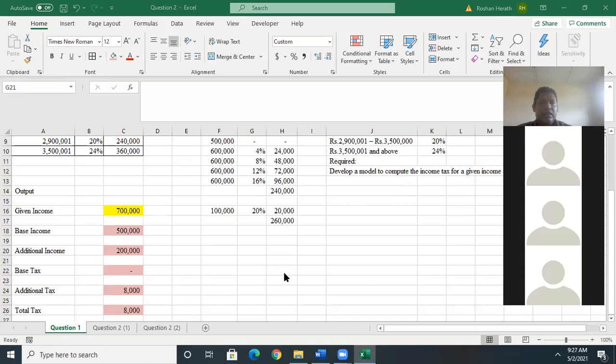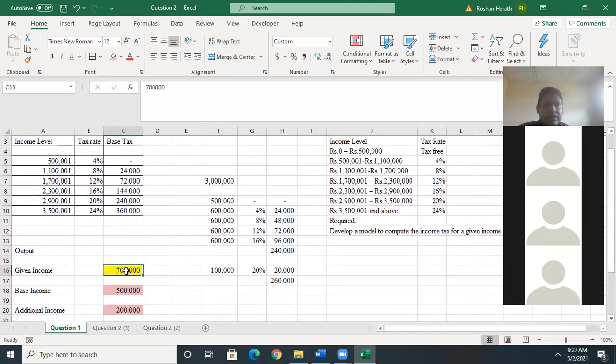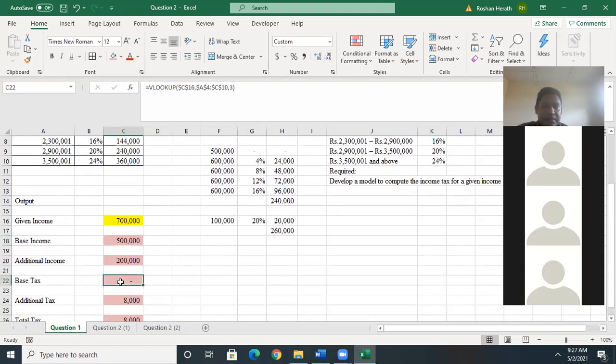Additional tax, right? Okay. So the additional tax is basically, when it comes to a particular income level, let's say there is a person who has an income of 700,000. In that case, what are the income bands that particular person passes? You can see that there is one income level up to 500,000. So that person only passes that level, and we call that the base. His base income is 500,000. The applicable tax rate is tax-free, in the sense it is 0%. So there is no base tax for that particular person.